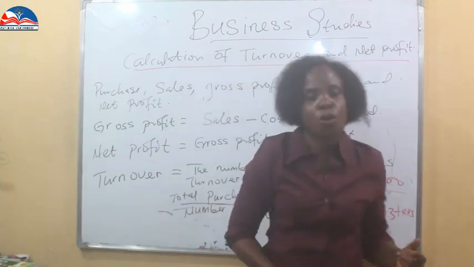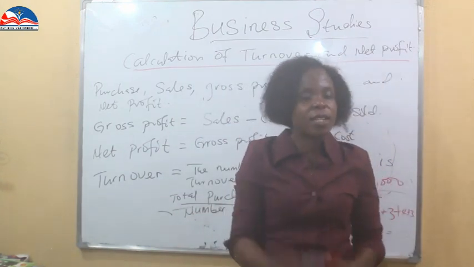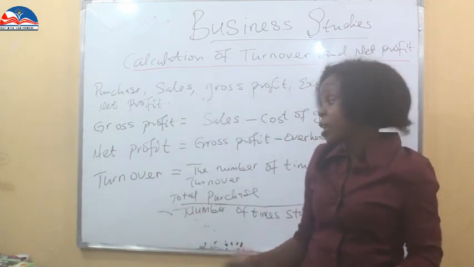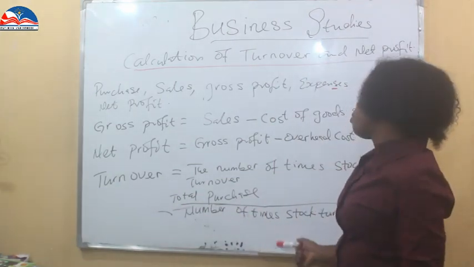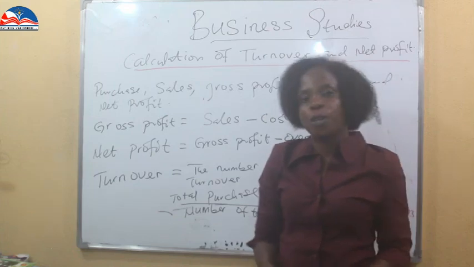Each time I turn over, how much did I make? Each time I turn over, how much did I make? That's how you calculate your turnover. Total purchase divided by the number of times stock is turned over.